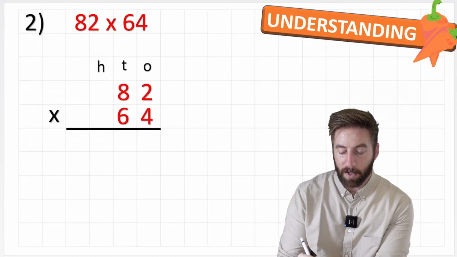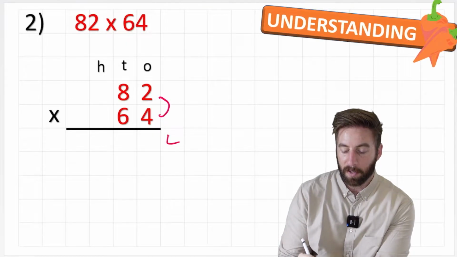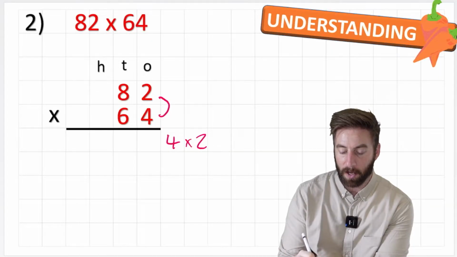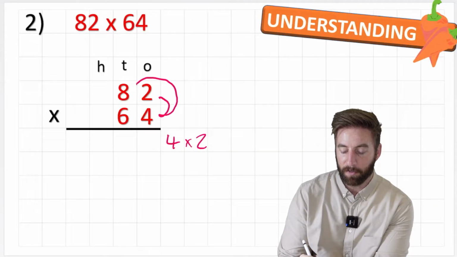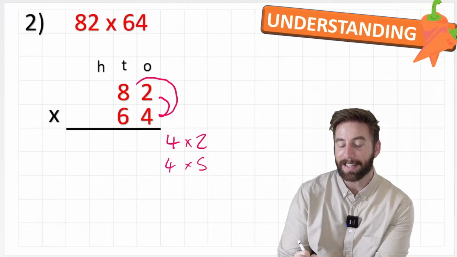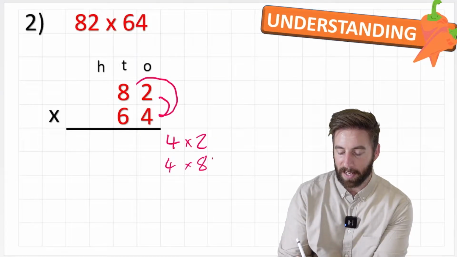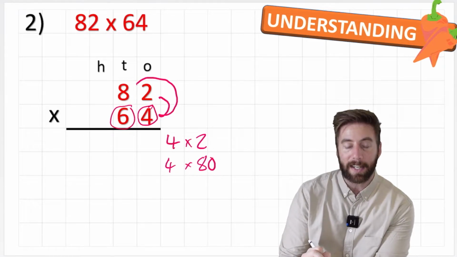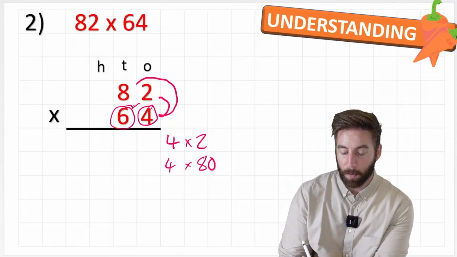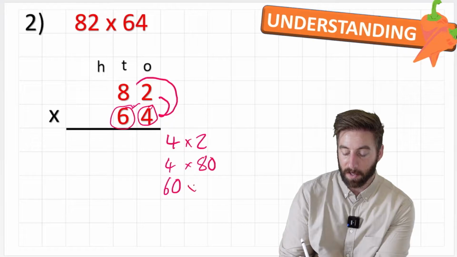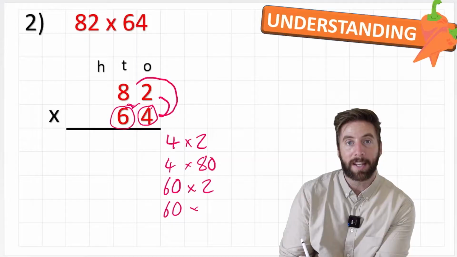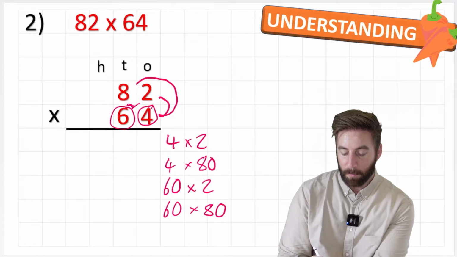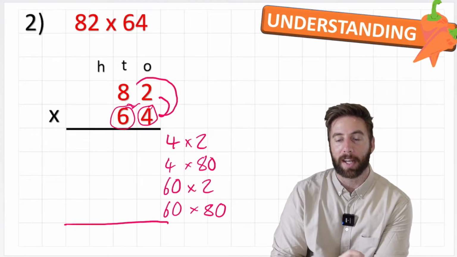Okay, so let's remind ourselves, where do we start? Well, we start at our smallest value, so my first one's going to be 4 times 2, and then I start moving to the next smallest value, 4 times 8. Not an 8, is it? We know it's an 80 because it's in the tens column. So now I've done the 4, I'm going to move on to the 6, and I'm going to do 6 times 2, but we know it's also not a 6 because it's in the tens column, so it's 60 times 2, and then my last question would be 60 times 80. Put my equals line, and I'm ready to begin.